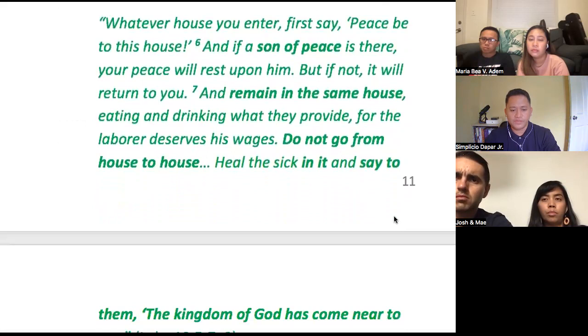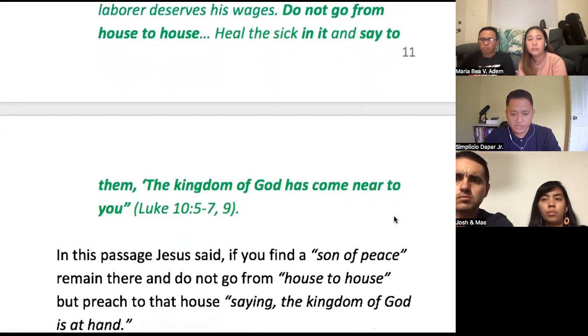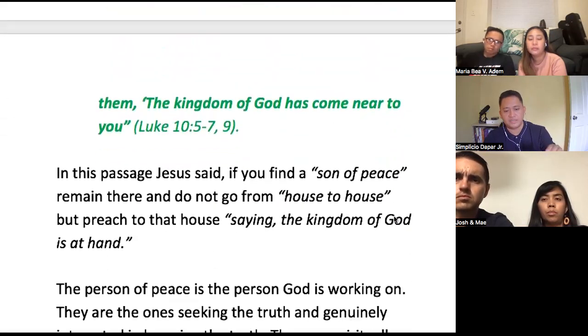He said, whatever house you enter, first say, peace be to this house. And if a son of peace is there, your peace will rest upon them. But if not, it will return to you. And remain in the same house, meaning remain in the same house where the son of peace is, eating and drinking what they provide, for the laborer deserves his wages. Do not go from house to house. Heal the sick in it. That means the house where the son of peace is. And say to them, the kingdom of God has come near to you.